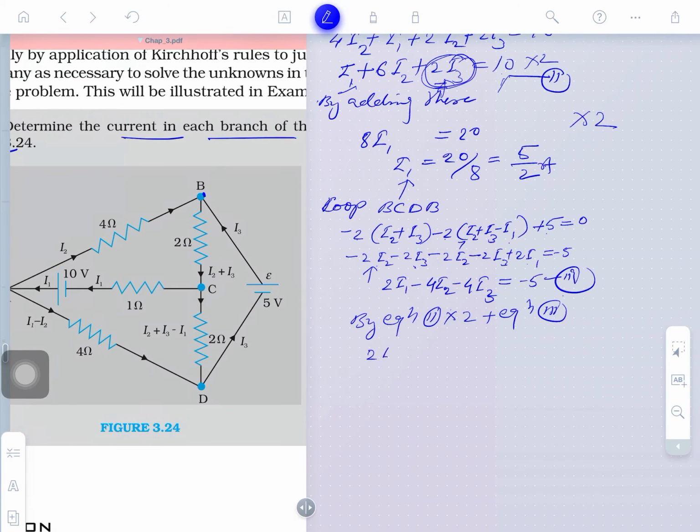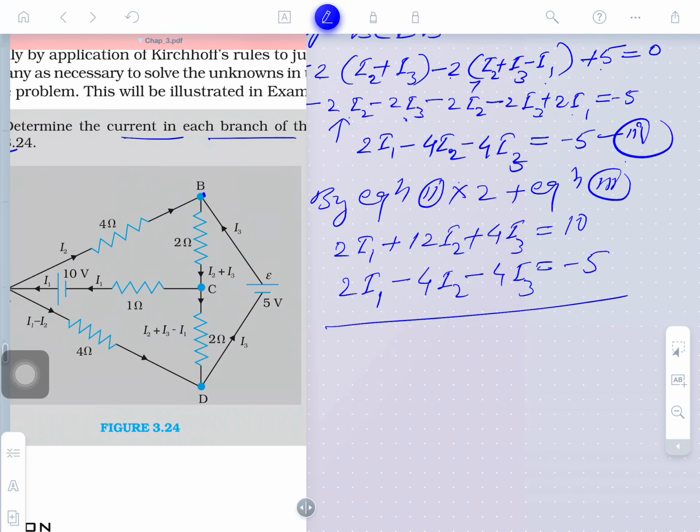So what is second? 2 times I1, 12 times I2, 4 times I3 is equal to 10. And 2 times I1, 4 times I2 and 4 times I3 is equal to minus 5. We are adding them. So it cancels here, and here will be 4 I1, here will be 8 I2 and here will be 5 only. Clear? So in place of that I1 we'll put here 5 by 2.